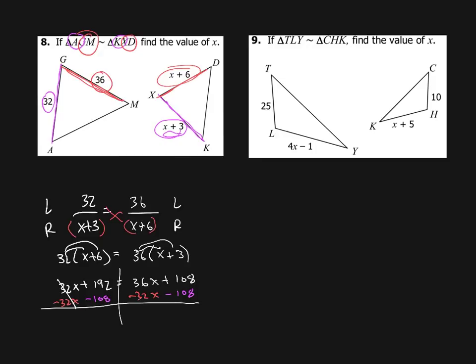That cancels out. And 192 minus 108 is going to give me an 84. And 36x minus 32x is going to give me 4x. And the 108's cancel. So now I'm going to divide by 4, and I'm going to get an x. 4 goes into 8 twice, 4 goes into itself once. We got an x value of 21. What did they want me to do for a final answer? Find the value of x. So x equals 21. And we're done.